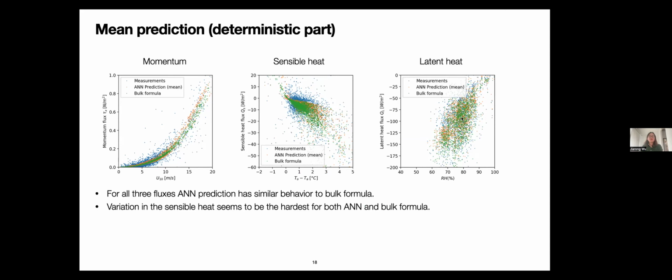Also, out of these three fluxes, the sensible heat seems to be the hardest to capture for both ANN and bulk. They're both missing a lot of the variability, but it could also be that the sensible heat measurements themselves are pretty noisy.